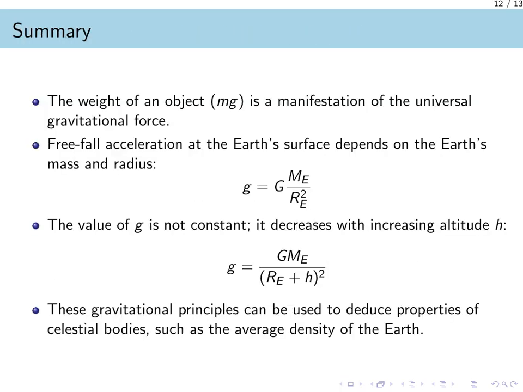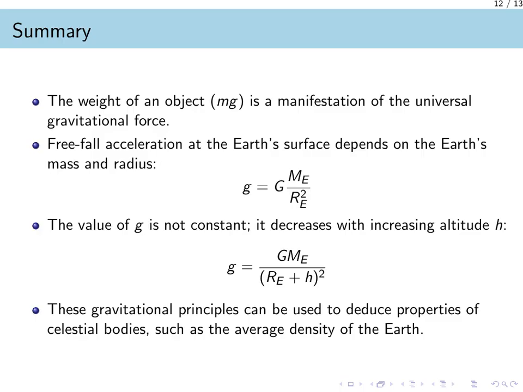Let us summarize the connection between an object's weight and universal gravitation. An object's weight, which we calculate as m times g, is simply the local gravitational force acting on it. Equating this with Newton's law of universal gravitation allows us to derive a formula for the freefall acceleration, g. At the Earth's surface, the value of g depends directly on the Earth's mass and radius. Crucially, this means g is not a fixed constant. It decreases as your altitude above the surface increases.